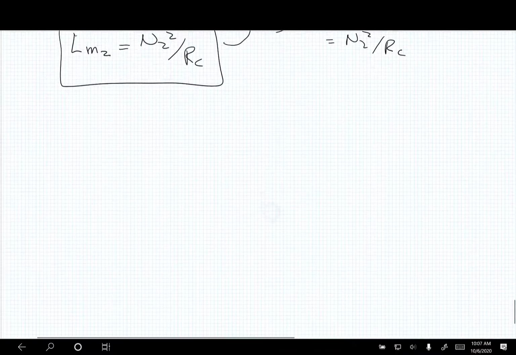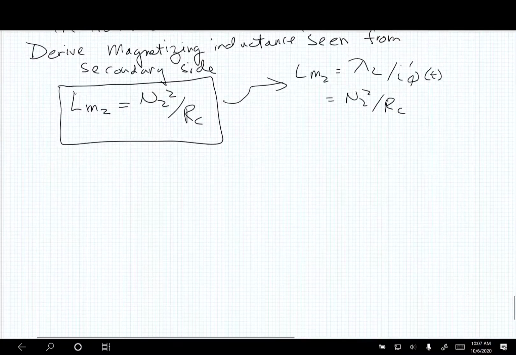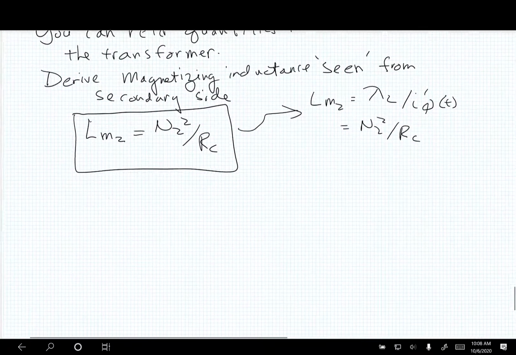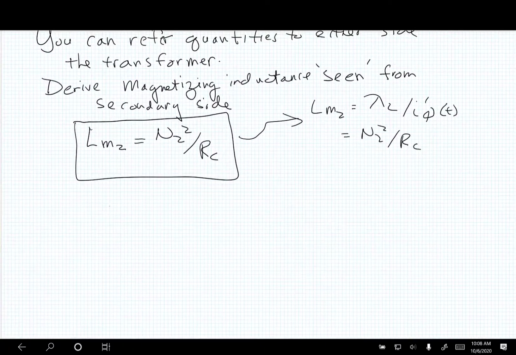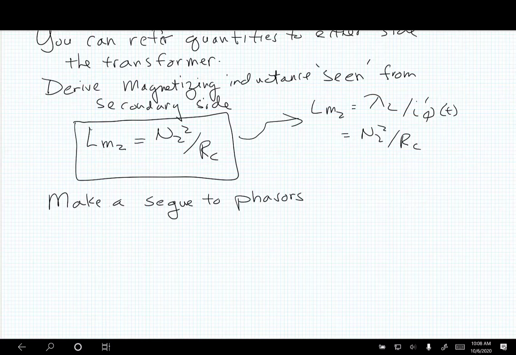Now let's take a look at this transformer as if we're looking at impedances from either side. In order to do that, we're going to make a segue to phasors. So first of all, let's take a look at the coil.